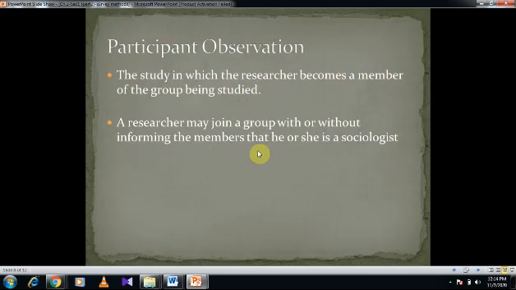Now, there are two options. The researcher may join the group and inform them that I'm a researcher and I'm running a certain observation, or the researcher may join the group without informing the members that he or she is a sociologist running a certain observation.